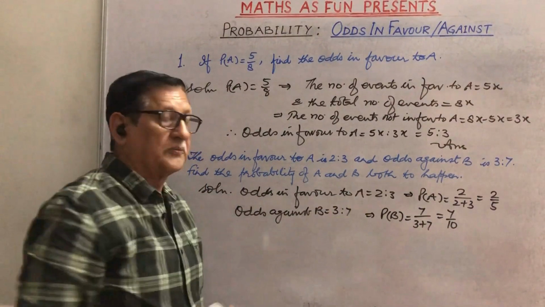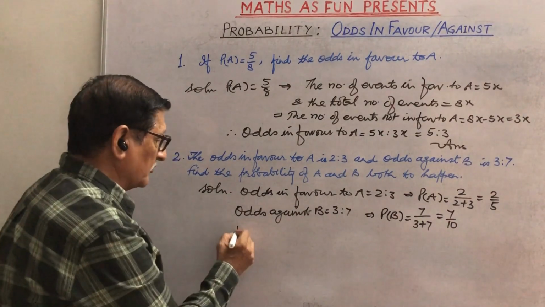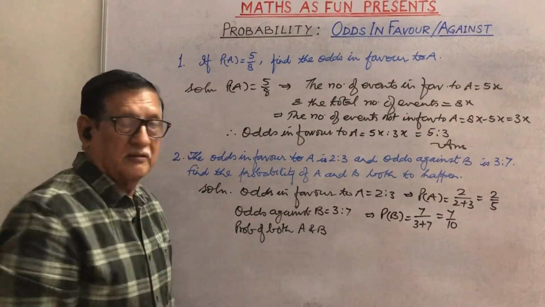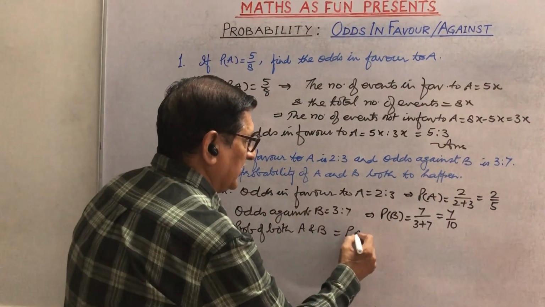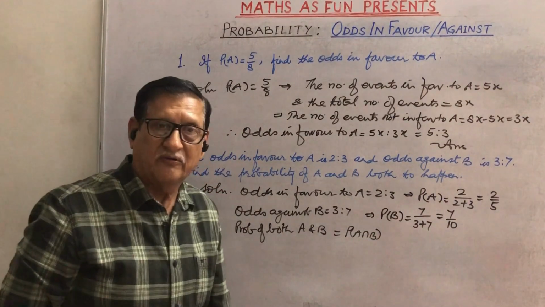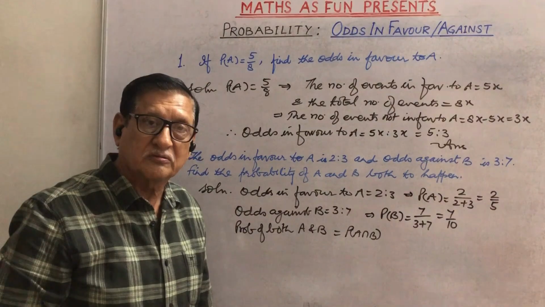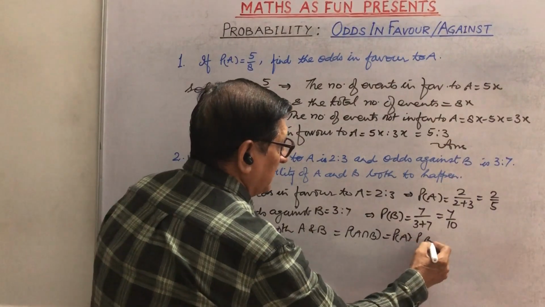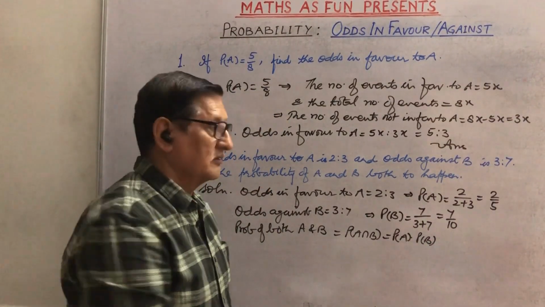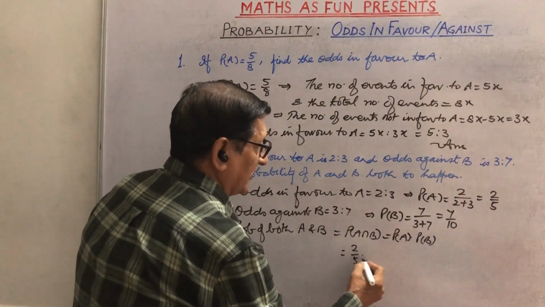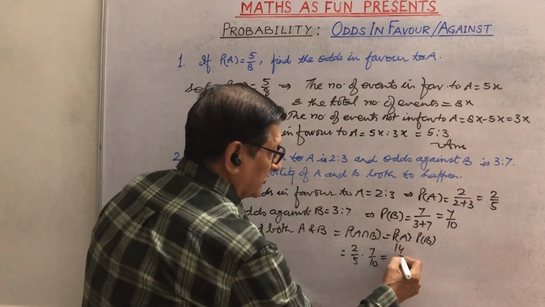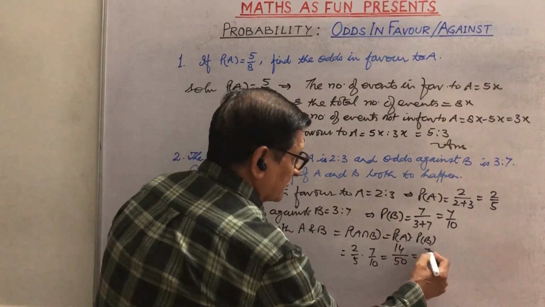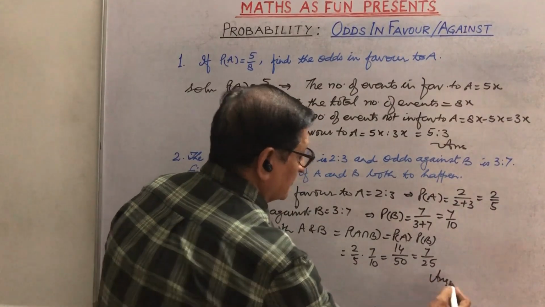After finding the probabilities of A and B, we can find out the probability of both A and B. And we know that is represented by P(A intersection B). We have already discussed it in the previous videos. And that is equal to P(A) into P(B). Can we say this will be 2 upon 5 into 7 upon 10, or it is 14 upon 50? If we simplify, this will be 7 upon 25. This is the answer to this.